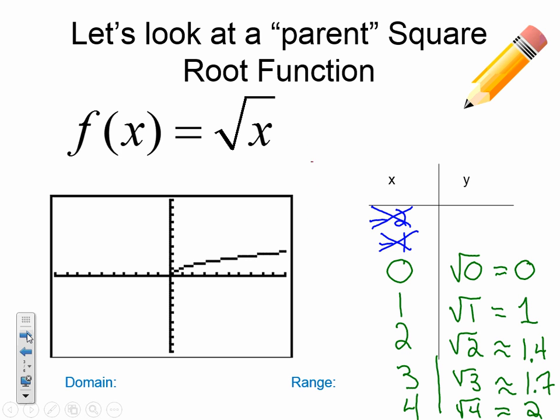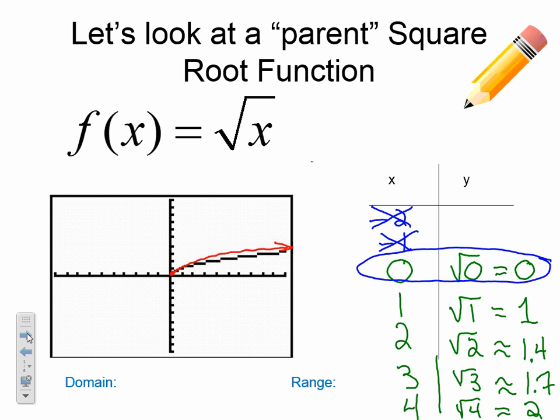And your graph is going to look something like this. We're going to start at 0, 0. It's going to gradually go on in this direction. Now, very important, we're going to talk about domain and range. Domain and range, ladies and gentlemen, we're going to be looking right here. This is where we're going to steal our numbers for domain and range.